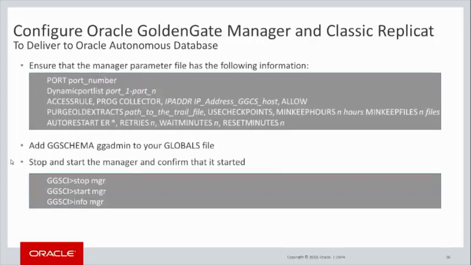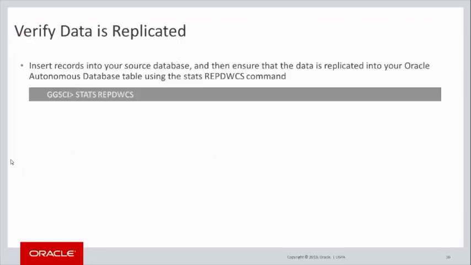Ensure that the manager parameter file has the following information: port number, access rules, purge old extracts, min keep files, auto restart. Add the GG schema ggadmin to your globals file, and then stop and restart the manager. You're now ready to configure your replicate files, and as you can see in the slide here, these are the steps to configure the replicate file.